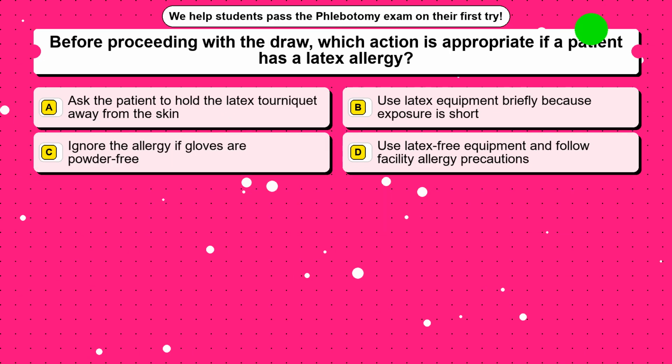Question 98. Before proceeding with the draw, which action is appropriate if a patient has a latex allergy? Option A. Ask the patient to hold the latex tourniquet away from the skin. Option B. Use latex equipment briefly because exposure is short. Option C. Ignore the allergy if gloves are powder-free. Option D. Use latex-free equipment and follow facility allergy precautions.